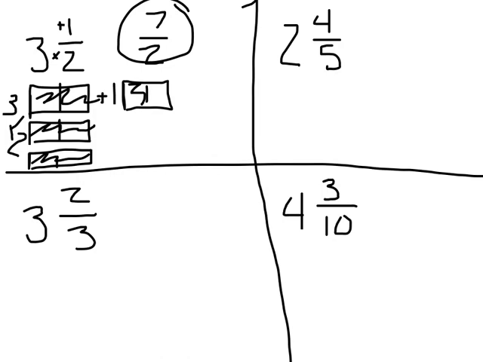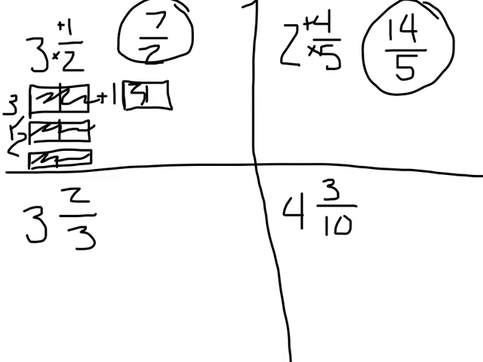Now you try one. 2 and 4/5. What's 2 times 5? It's 10, plus 4 more is 14. What's the denominator? It's 5. 2 and 4/5 is the same as 14 over 5.